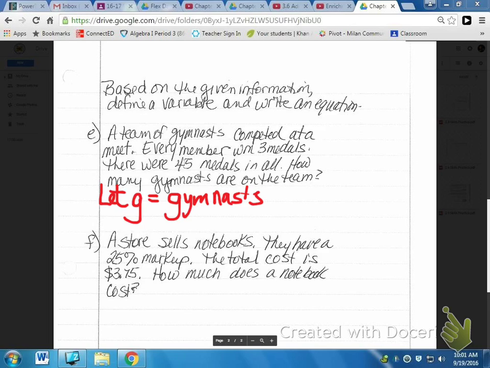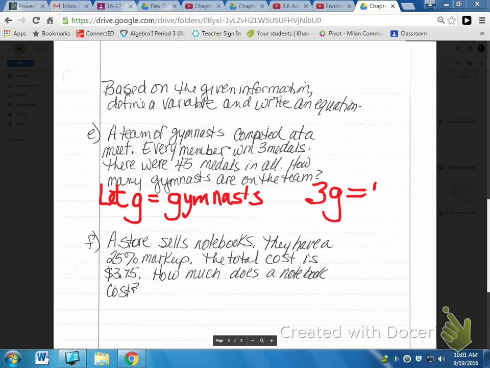Okay? And Tora, got a question? Do we actually write let G equal G? Yes, you actually write let G equal gymnasts. All right, Tora, so we're going to use G in this equation. So every gymnast, every member won 3 medals. There were 45 medals in all. So what equation using G would represent that situation that we could later take and solve for how many gymnasts there were?